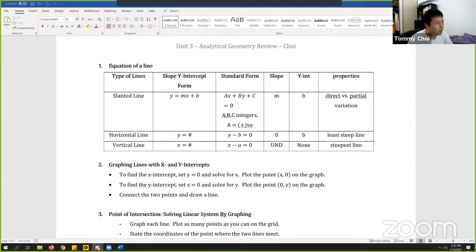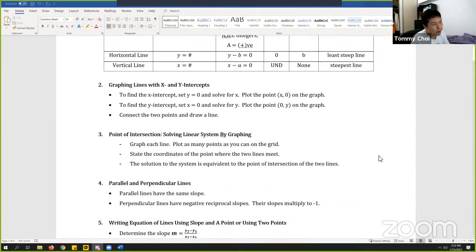All right. Number 2, graphing with x and y intercepts. So to find the x intercept, we set y equals 0 and we solve for x. Then we can plot that point x comma 0 on the graph, right? For the y-intercept, it's the opposite. We set x equals 0 because it's on the y-axis, and we solve for y when we plot that point.